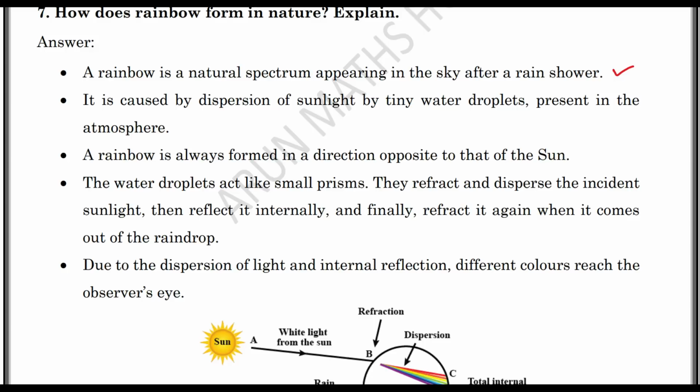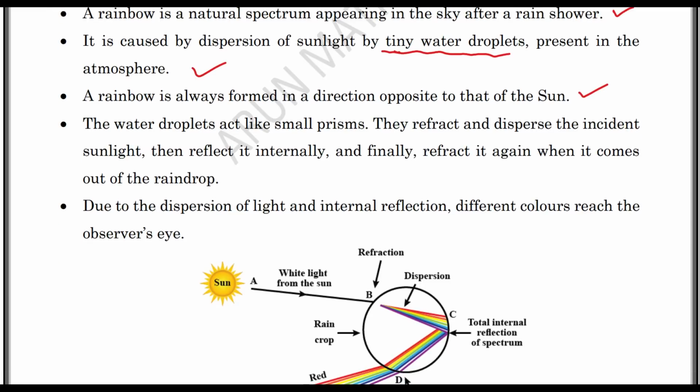It is caused by the dispersion of sunlight by tiny water droplets present in the atmosphere. After the rain shower, the tiny water droplets act as a prism. A rainbow is always formed in the direction opposite to that of the sun. The water droplets act like a what? Small prisms, which is very important.